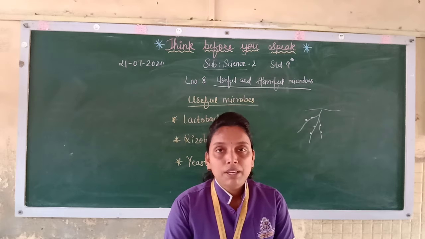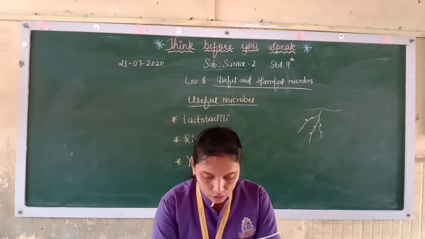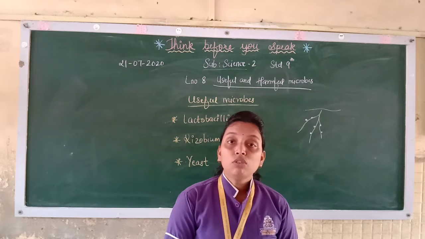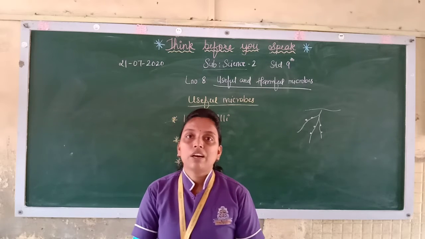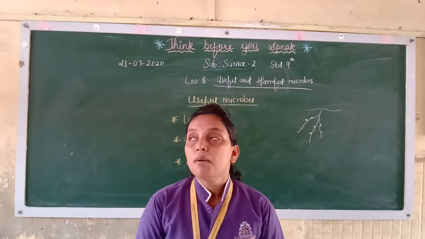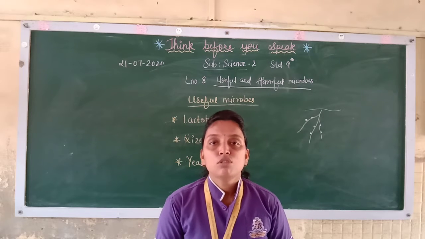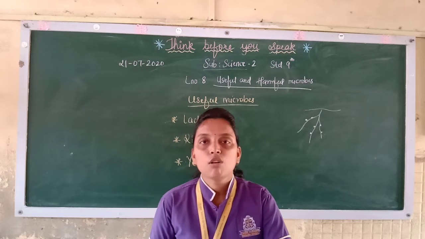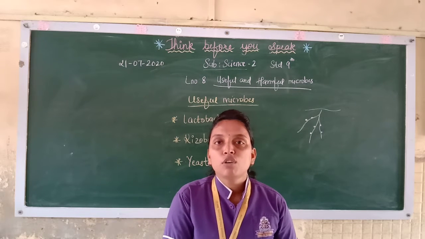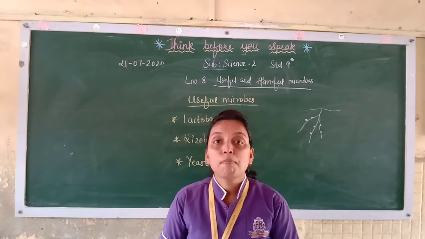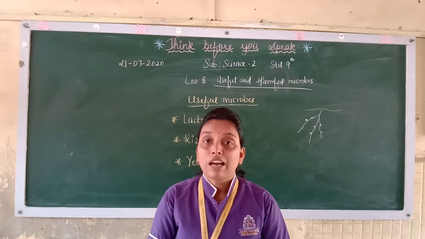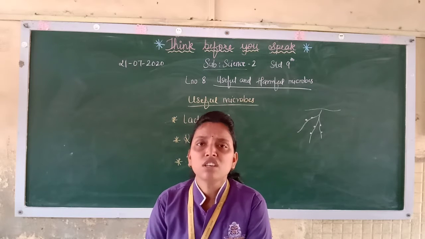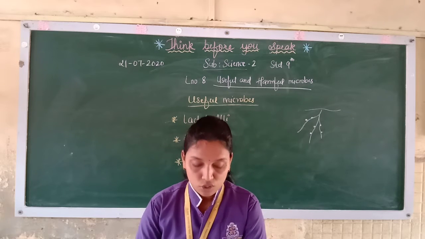Lactobacilli are anaerobic bacteria. Now, what is anaerobic bacteria? They can produce energy without the use of oxygen. They survive in the absence of oxygen. So, there are two types: one is aerobic and one is anaerobic. Anaerobic means in the absence of oxygen. Aerobic means in the presence of oxygen. So, lactobacilli is anaerobic. So it produces energy in the absence of oxygen.